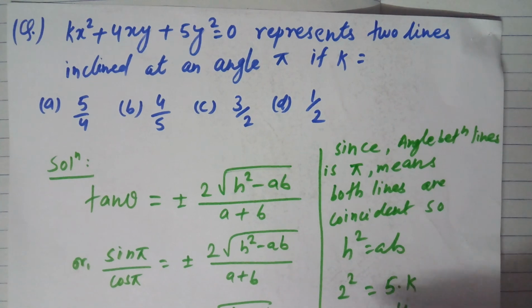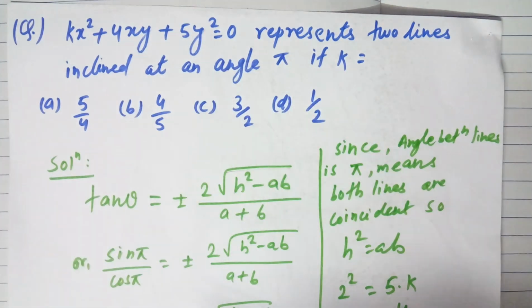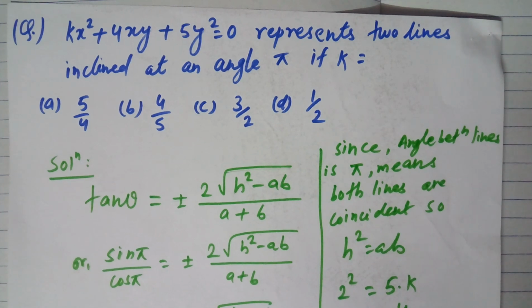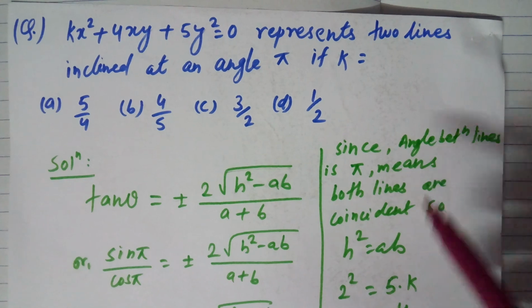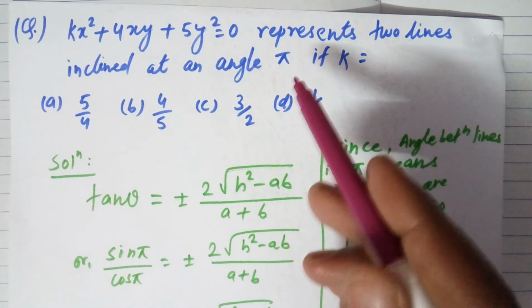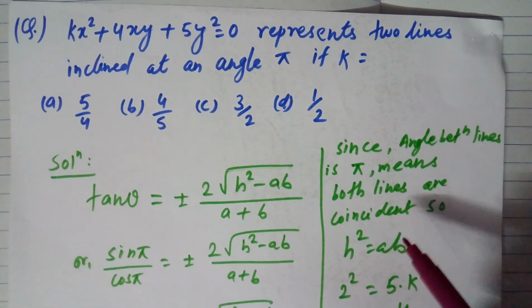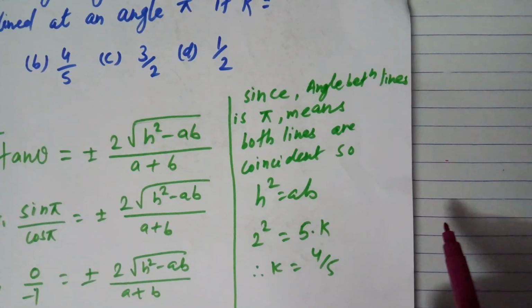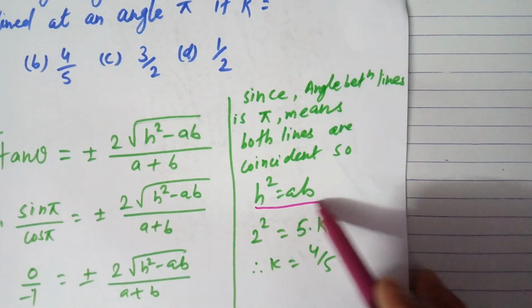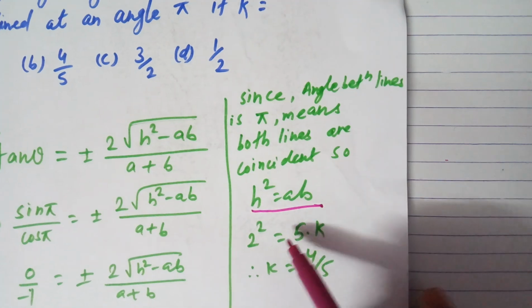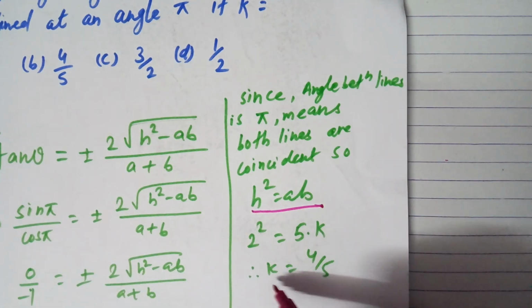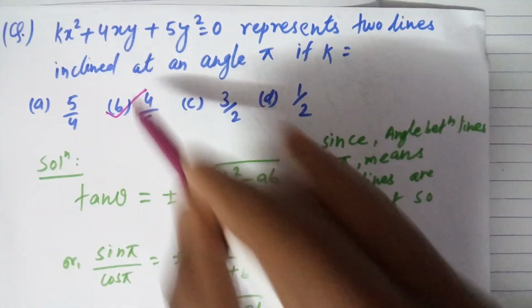Let's see one more question related to the angle between the two lines. We have given the equation kx square plus 4xy plus 5y square equals to 0, which are inclined at an angle pi, which means both the lines are coincident. So you can directly solve by using h square equals to ab, which means 2 squared equals to 5k, which implies k equals to 4 by 5. So simply you can take option B as the right answer.